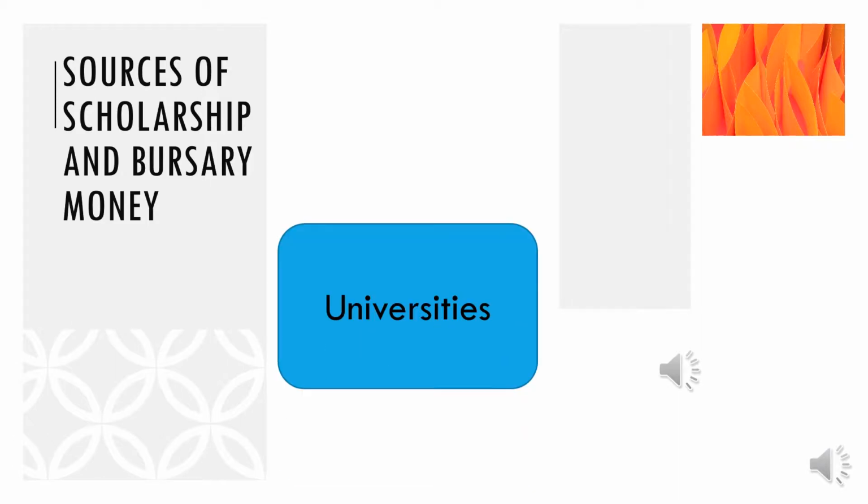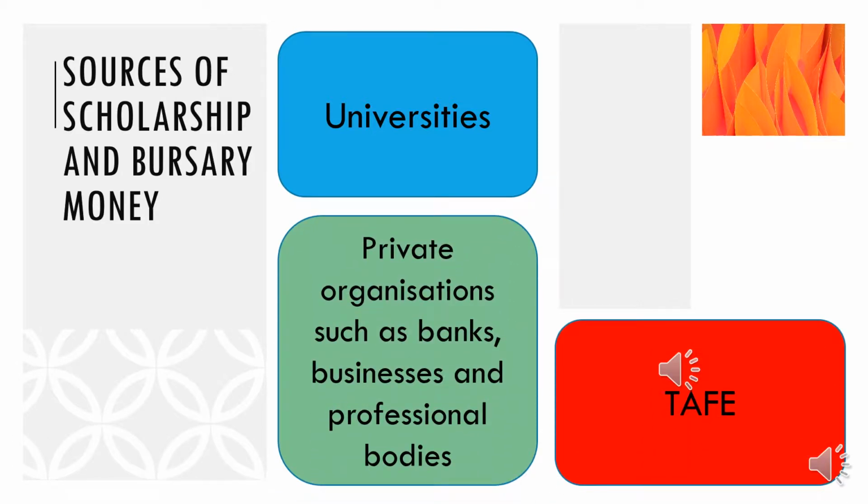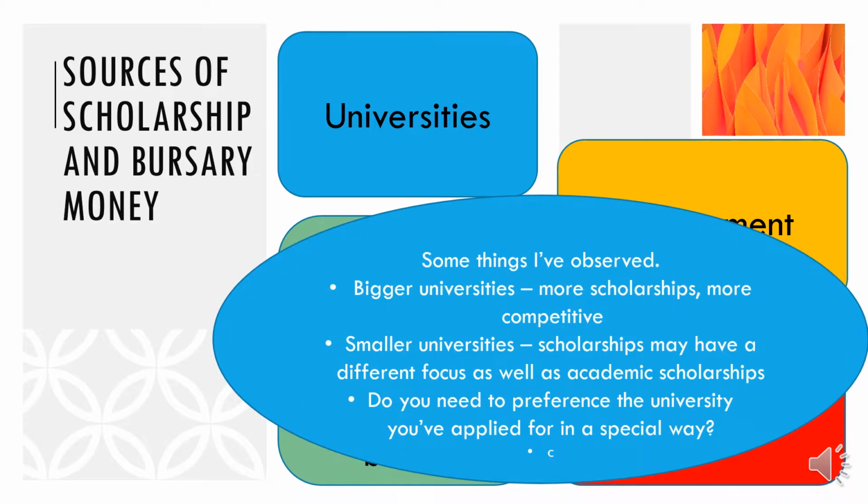So what are the sources of scholarship and bursary money? Now, the main source of these financial supports come from universities. Each university will have different focuses on how they distribute the money, how much money they're willing to offer students. So generally, bigger universities have more money to offer, but they're also more competitive to get. Smaller universities might have a different focus to appeal to students to apply to their university, so it's often worthwhile checking them out as well.